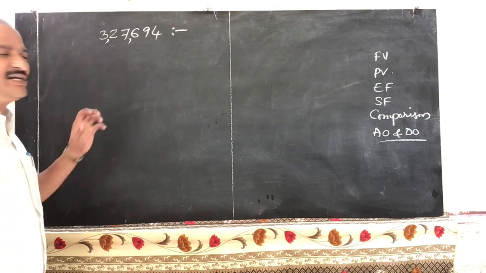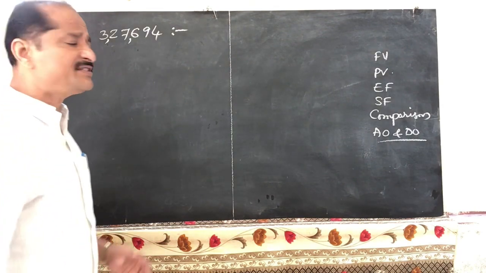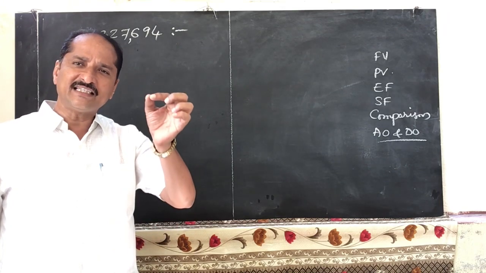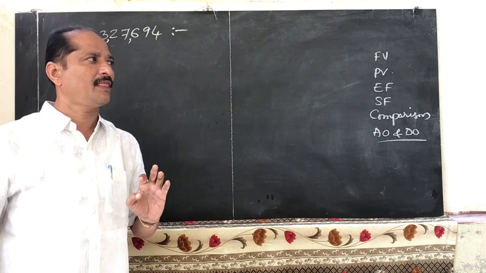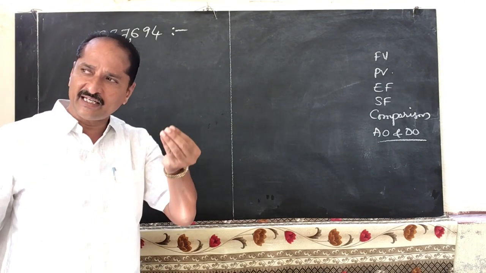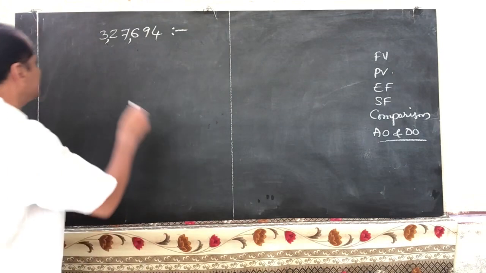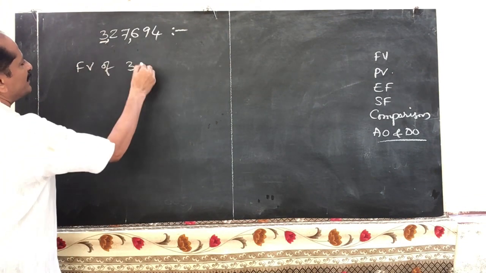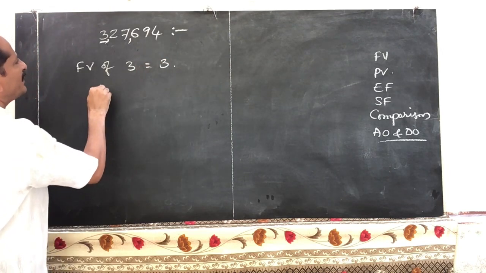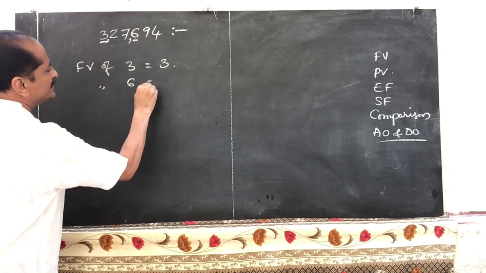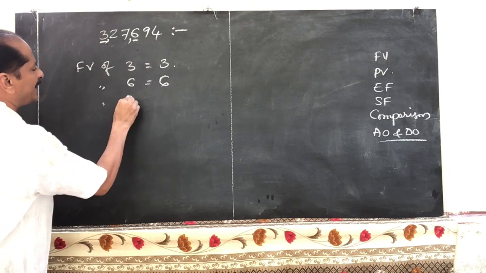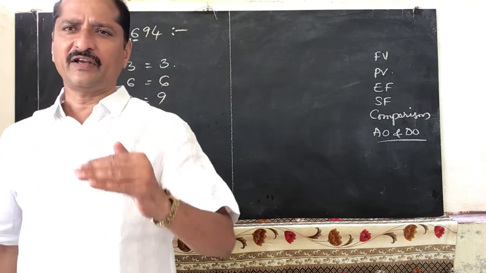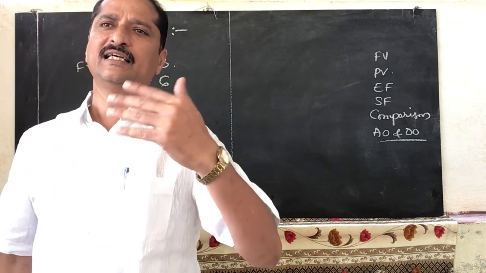Next, to write down the face value of any number: the face value of any digit is the digit itself. That means the face value of 3 is equal to 3 only. Face value of 6 is equal to 6 only. Face value of 9 is equal to 9 only. So this is about face value. Face value means the face value of any digit is the digit itself.